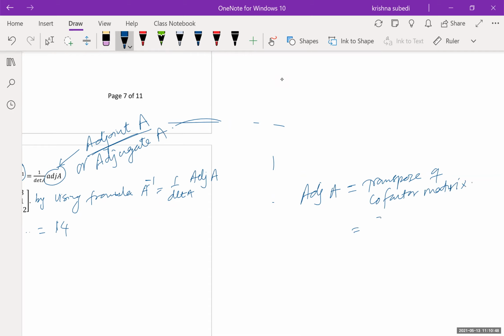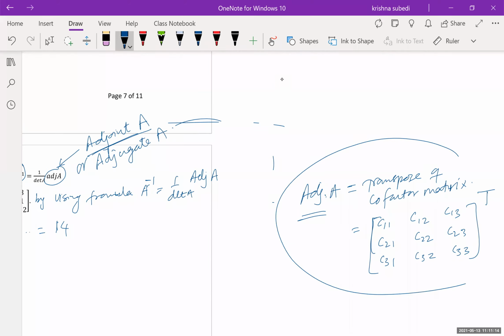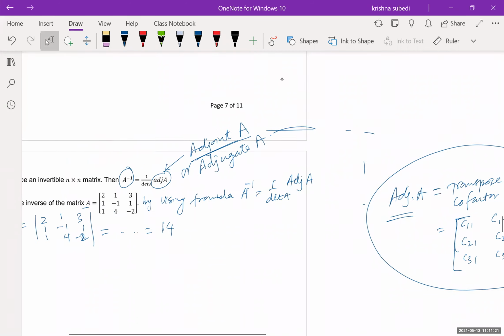What that means is we'll write C11, all cofactors, C12, C13, C21, C22, C23, C31, C32, third row, second column, C33, third row, third column. The transpose of this matrix is called the adjugate of matrix A. Okay, that's the definition, remember. All we need to do is find all of these cofactors. Let us calculate all the cofactors.